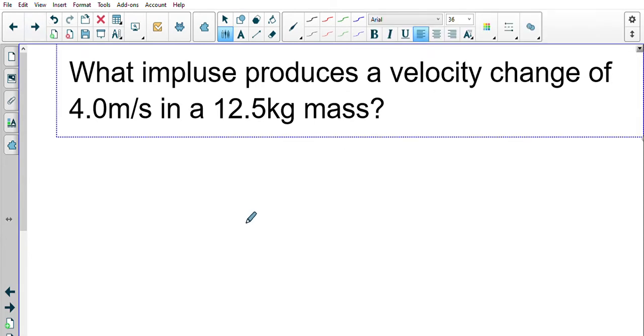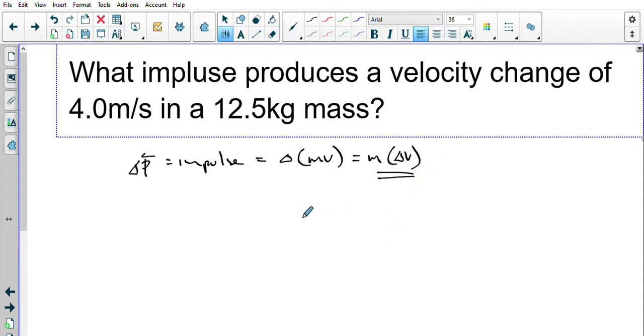Question number 2. What impulse produces a velocity change of 4 meters per second in a 12.5 kilogram mass? This is the idea that our change in momentum is equal to impulse, which is equal to the change in mass times velocity. Is the mass changing? No, just the velocity is changing, so this is mass times our change in velocity. We're not given an initial and final velocity, so this is what we're going to use.